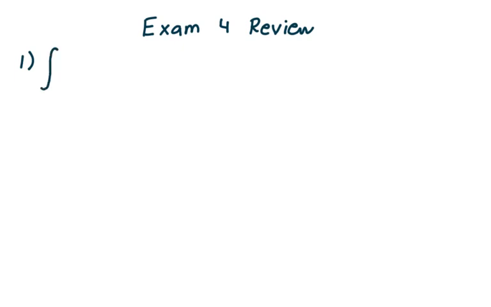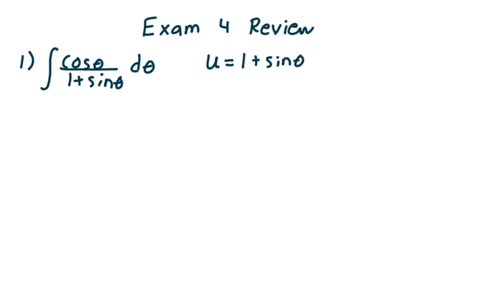Suppose we have the integral of cosine theta divided by 1 plus sine of theta d theta. So I'm going to let u equal 1 plus sine of theta. Notice how the derivative of the denominator is the numerator. In other words, the derivative of 1 plus sine of theta is equal to cosine theta. So du is cosine theta d theta.